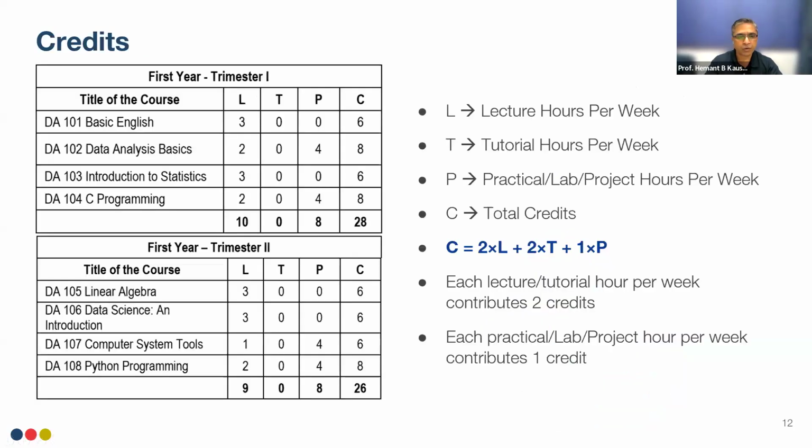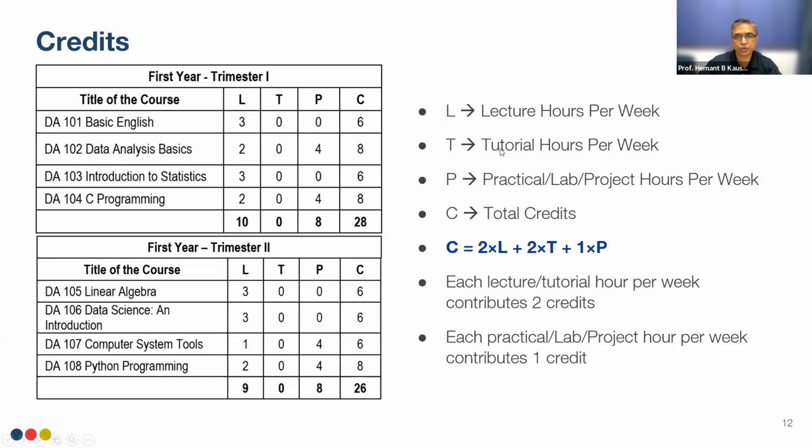And this is how we calculate the credits. So basically, every course will have some lecture component, and it may have some practical component or tutorial component. So this L and P, L stands for lecture, P stands for practical. L is the lecture hours per week, P is the practical or lab or project hours per week, and C is the total credits.